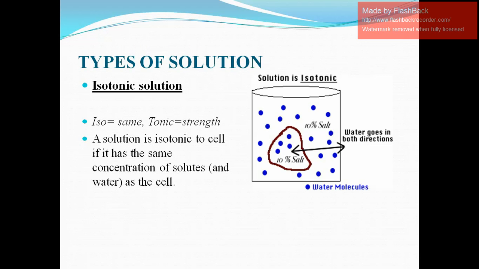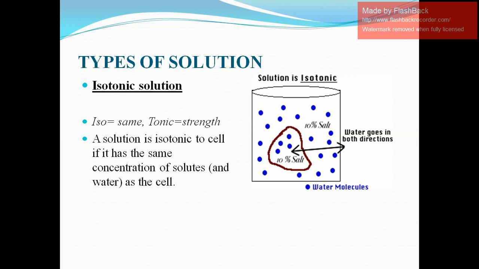Here you can see in detail the isotonic solution. Iso means same and tonic means strength. Now in the picture you can see a solution in which there is a cell. Inside the cell it has 10% salt, and outside the cell in the solution we also have 10% salt. This means both inside and outside the cell we have the same concentration of solute.